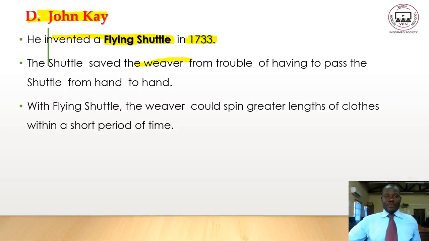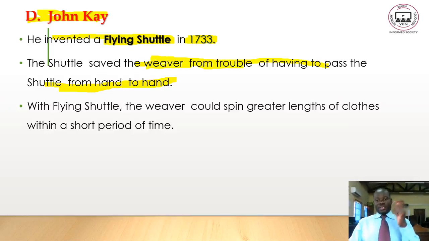The shuttle saved the weaver from the trouble of having to pass the shuttle from hand to hand. So here we are talking of the weaving machine, the flying shuttle. It eased the work of those weavers, the people who were working in the textile industry. With the flying shuttle, the weaver could weave a greater length of cloth within a short period of time.